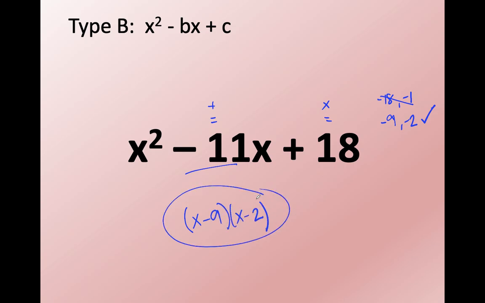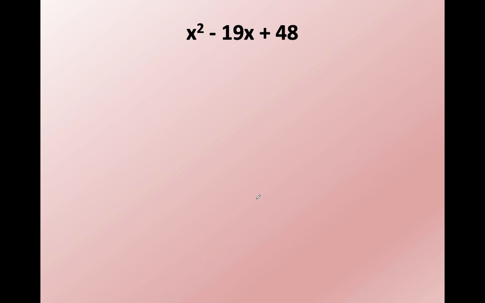And again, it does not matter what order you put those two sets of parentheses in, as long as it is x minus 9 in one of them and x minus 2 in the other one. Okay, take a second to try this one on your own. And here, this one should be x minus 16 and x minus 3, because the two factors that multiply together to give you 48 but add together to give you negative 19 are negative 16 and negative 3.